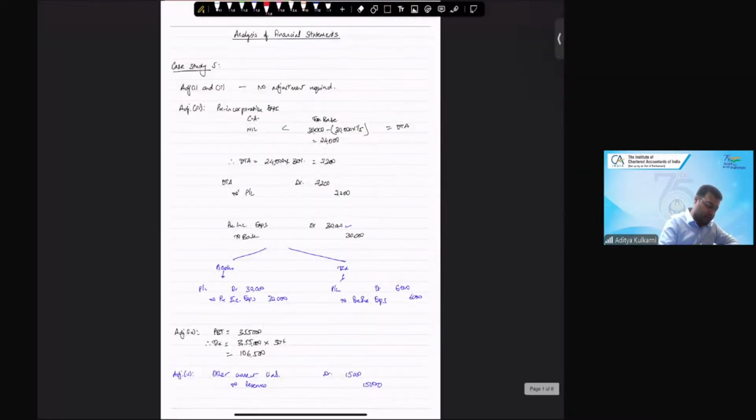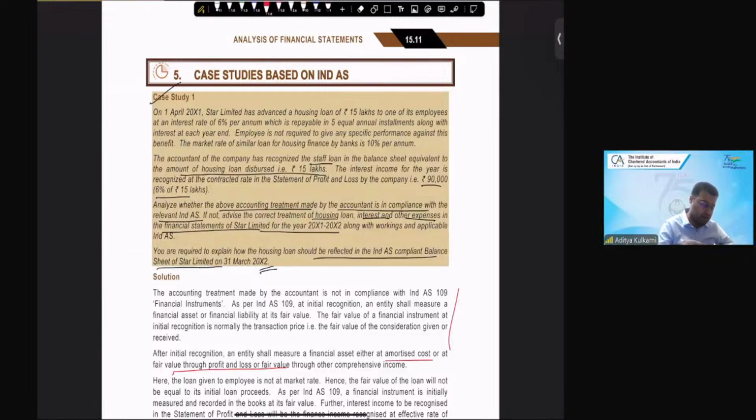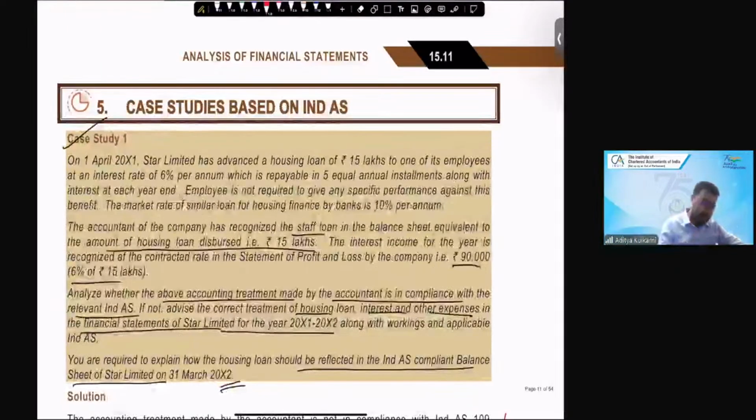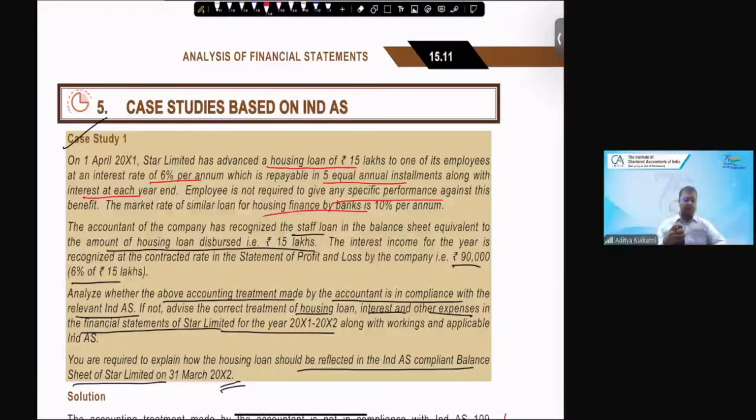Okay. Now let us come on to the case studies. On 1st April, Star Limited has advanced a housing loan of 15 lakhs to one of its employees at an interest rate of 6% per annum, repayable in 5 equal annual installments along with interest at each year end. The employee is not required to give any specific performance against this benefit. The market rate of a similar loan for housing financed by banks is 10% per annum. The accountant of the company has recognized the staff loan in the balance sheet equivalent to the amount of housing loan disbursed, that is 15 lakhs. The interest income for the year is recognized at the contracted rate in the statement of P&L, that is 90,000, which is 15 lakhs into 6%.